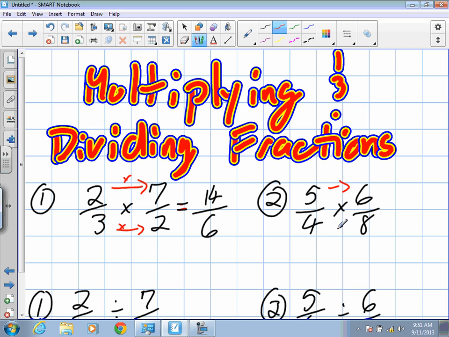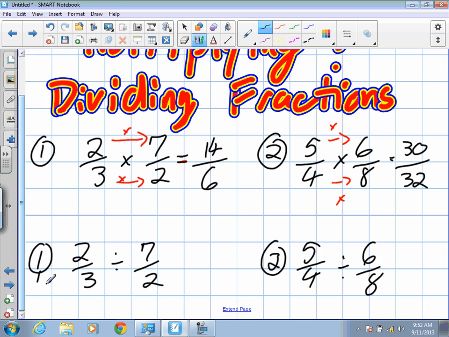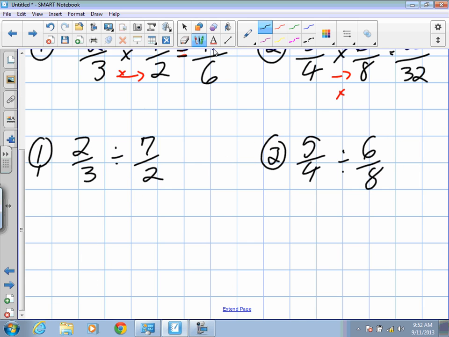Just make sure you understand that idea. 5 by 6 would give us 4 by 8. What's our answer? That's it.